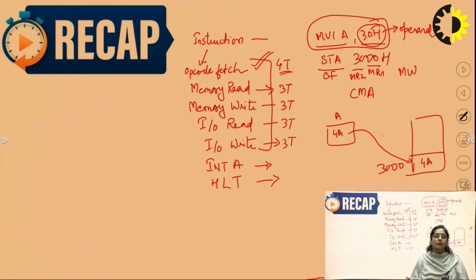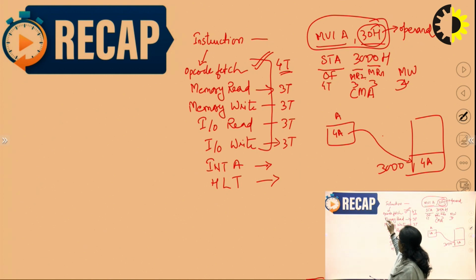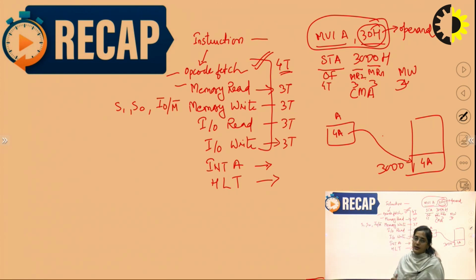So it needs more time: 4 T states for opcode fetch, then 3, 3, 3. So it requires 13 T states to execute this particular instruction. Depending on the instruction, the machine operations will vary and the signals will vary. While defining each machine operation, we have to define the status signals accordingly while drawing the timing diagram.